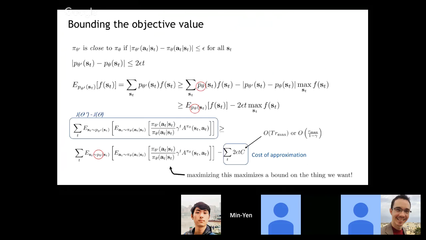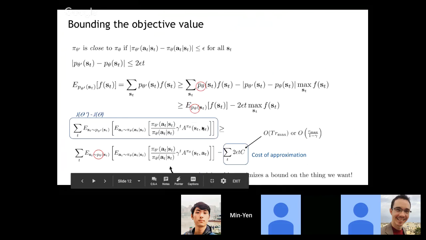So the earlier two slides were about bounding the distribution gap. But what we really want is to understand the objective and not just the state distribution. In other words, we want to know whether it's okay to replace theta prime with theta, and what it will do to the objective. As a recap, the objective is J(theta prime) minus J(theta), and it's actually given here.